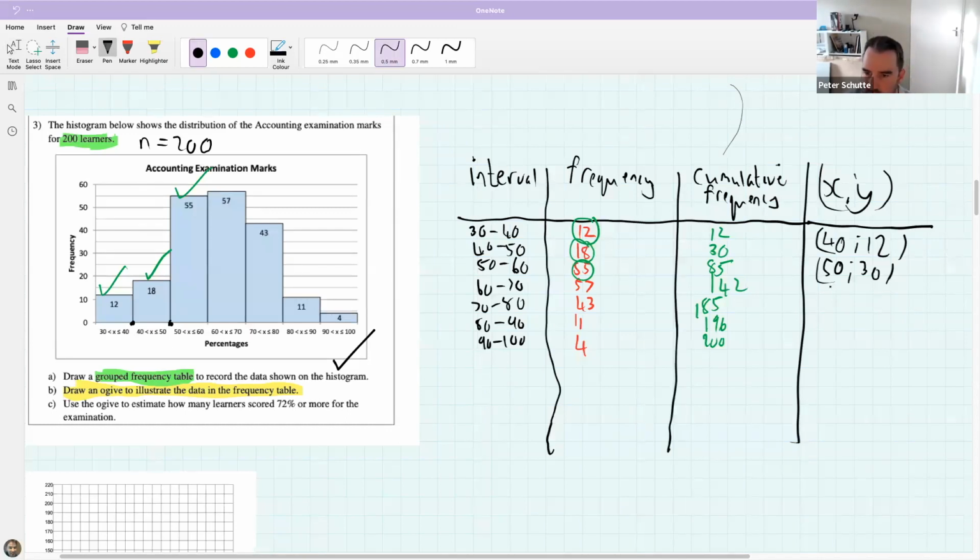So what do we have? I suppose it's a bit predictable though. Apologies. So I get 60, 85, and then I get 70, 142. I get 80, 185. I get 90, 196, and I get 100, 200.